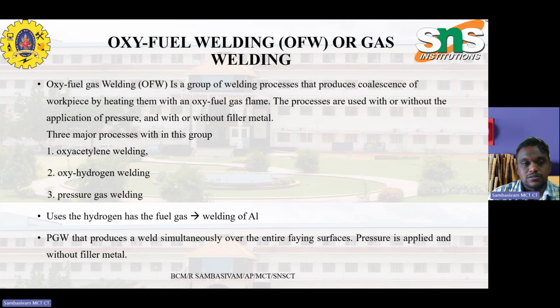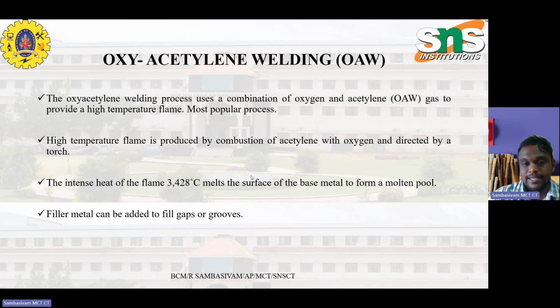The major processes within this group are oxyacetylene welding, oxyhydrogen welding, and pressure gas welding. Oxyhydrogen welding uses hydrogen gas as a fuel. Pressure gas welding produces the weld simultaneously over the entire surfaces, so the pressure is applied and no filler material is used.